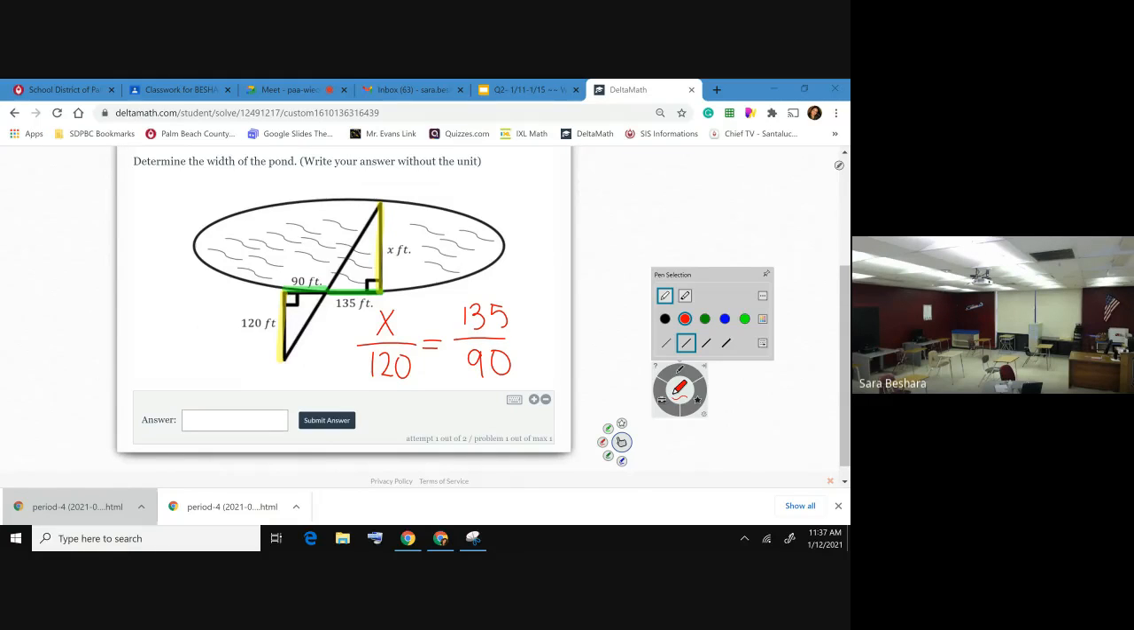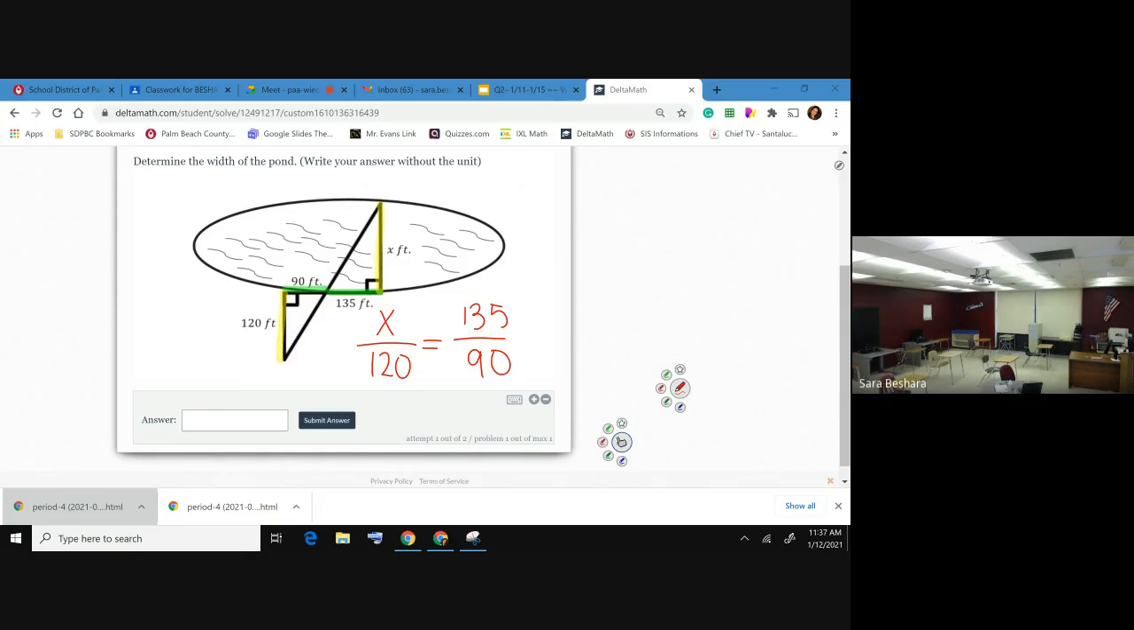Remember, the X and the 135, the top and the top, have to be from the same triangle. 120 and 90 have to be from the same triangle. Or just to keep it that way, X has to be from the same triangle with the 135, and 120 and 90 have to be from the same triangle.